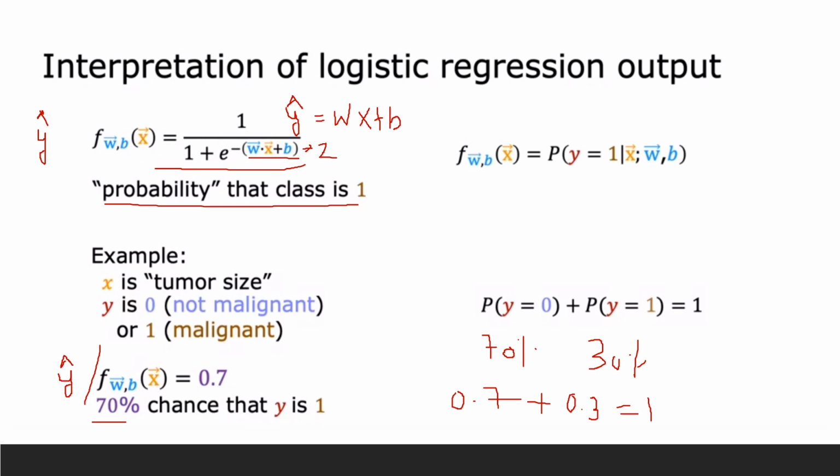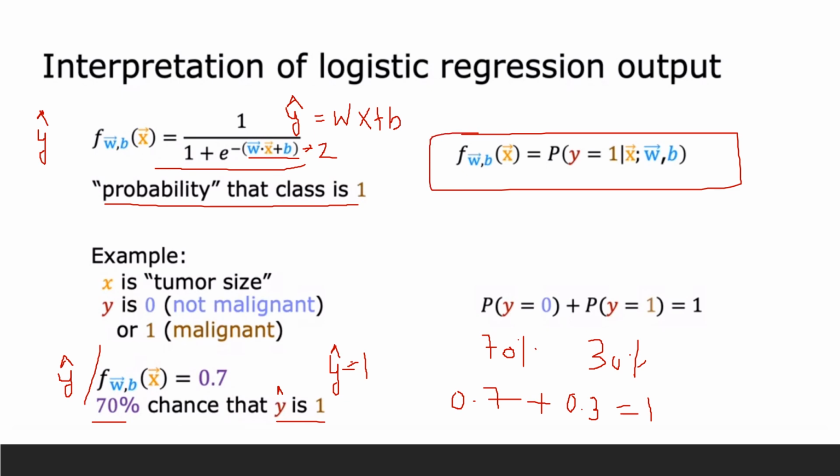Since there is a 70% chance that y is 1, this is y hat. So we will classify that y hat is malignant. So y hat will be 1. This is the equation for logistic regression output that determines the probability of y being 1 considering the features x with parameters w and b. This is y hat.